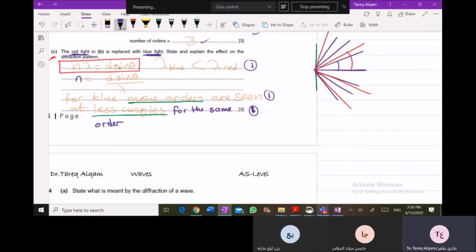The equation n lambda equals d sine theta. So n equals d sine theta over lambda. Guys, if I use blue, you know that the wavelength of the blue is less than the wavelength of the red. This means that I reduce the wavelength here. What will happen to the number of orders? Increases, right? Clear? If the number of orders increases, guys, I will see more orders at less angles, or at the same angle, at less angular angles.